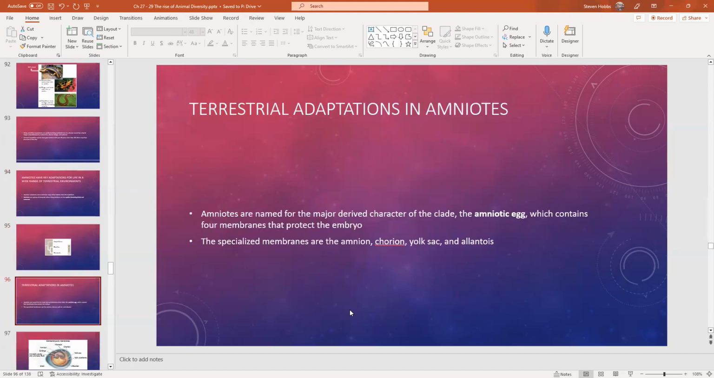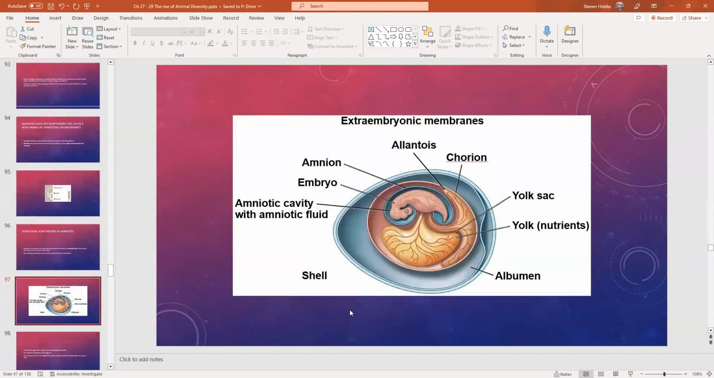So amniotes are named because of the character clade known as the amniotic egg. It contains 4 membranes that protect the embryo. It has an amnion, a chorion, a yolk sac, and an allantois. They look like this. So we have this egg with the albumin or ovoalbumin around the outside. We've got a yolk that provides nutrients to the growing embryo. We surround that with the amniotic cavity, amniotic fluid.